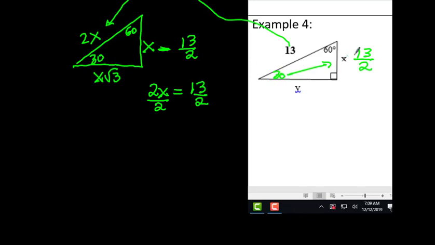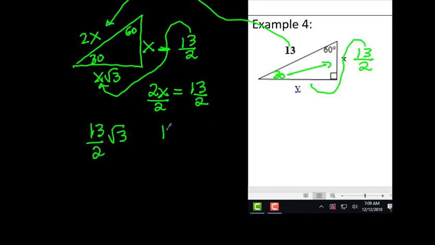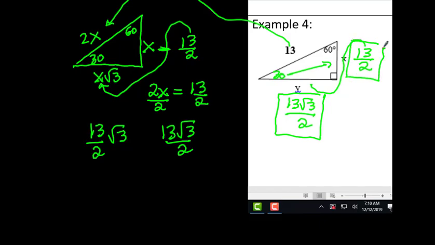So then what's the only other piece? Well, we just got to plug that in, since we already know x, plug that in place of x. So what is x? Well, x is 13 over 2. So I got 13 over 2 times square root 3. Now I'm going to write that a little better and put it all in the numerator, 13 square root 3 over 2. So this y would be 13 square root 3 divided by 2. And there is my answer for example 4.